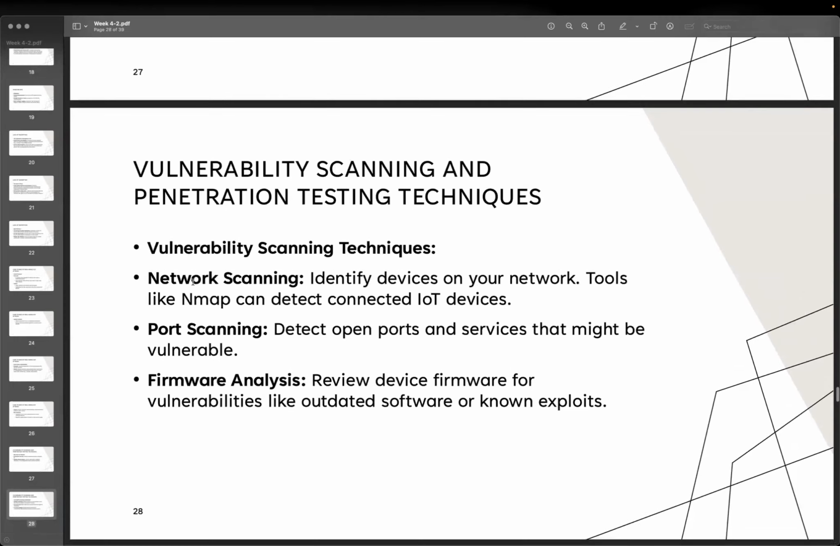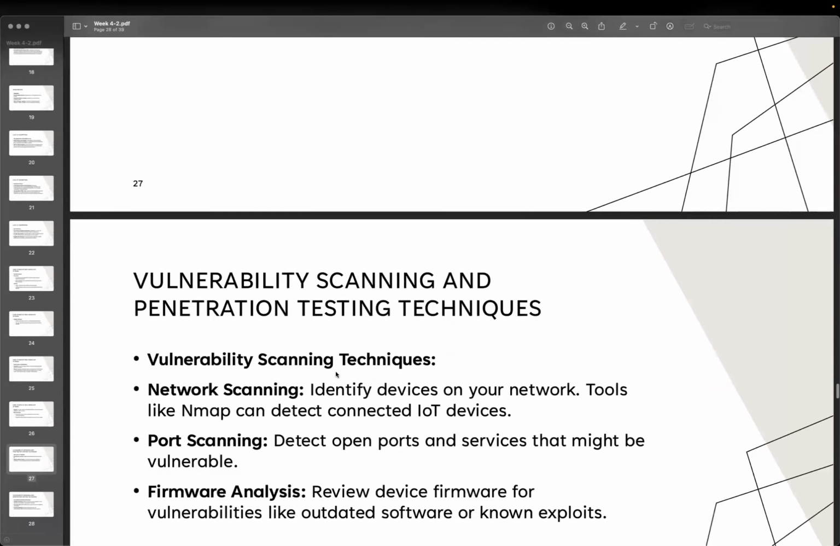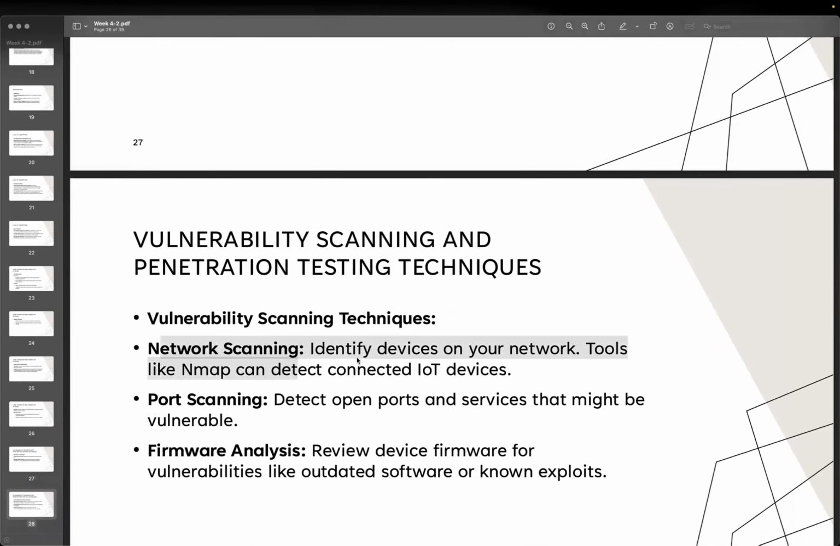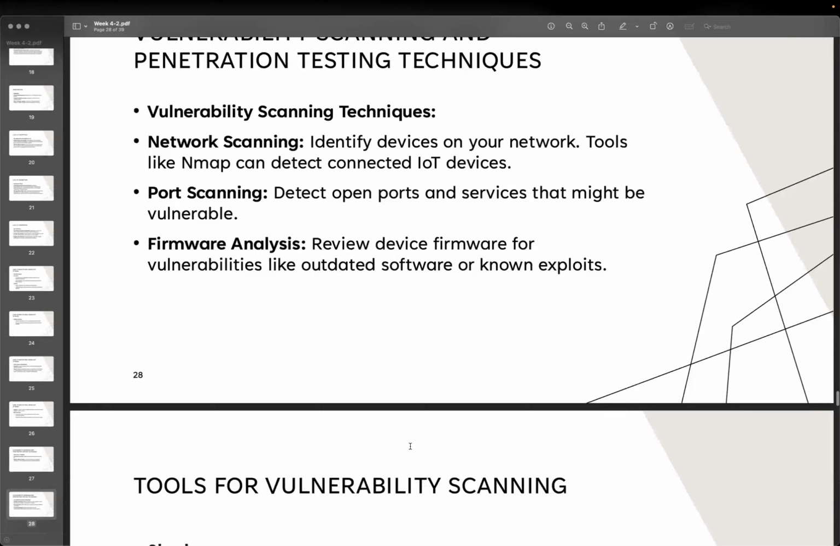One area is network communication. We need to check the devices, using Nmap to check all the devices connected to your network and scan the ports. Is there any open port you didn't close? Another is firmware analysis. We review the firmware version and check whether it is outdated, and if so, we need to update it.